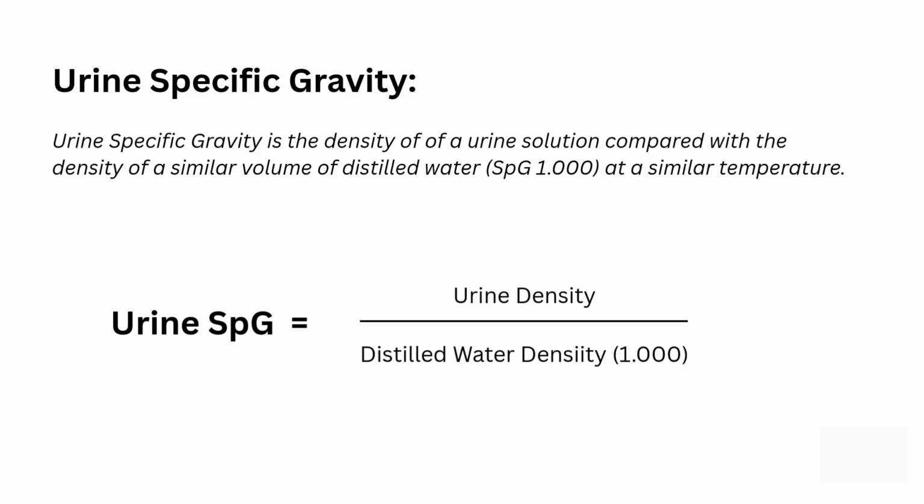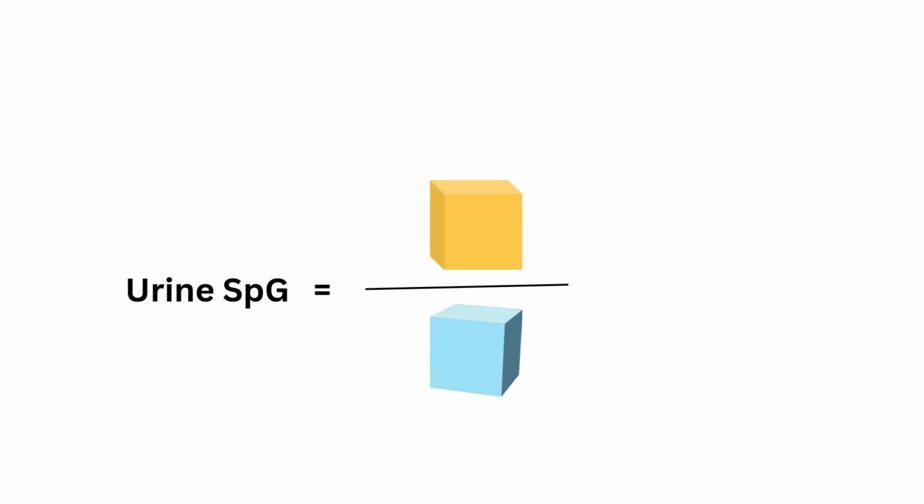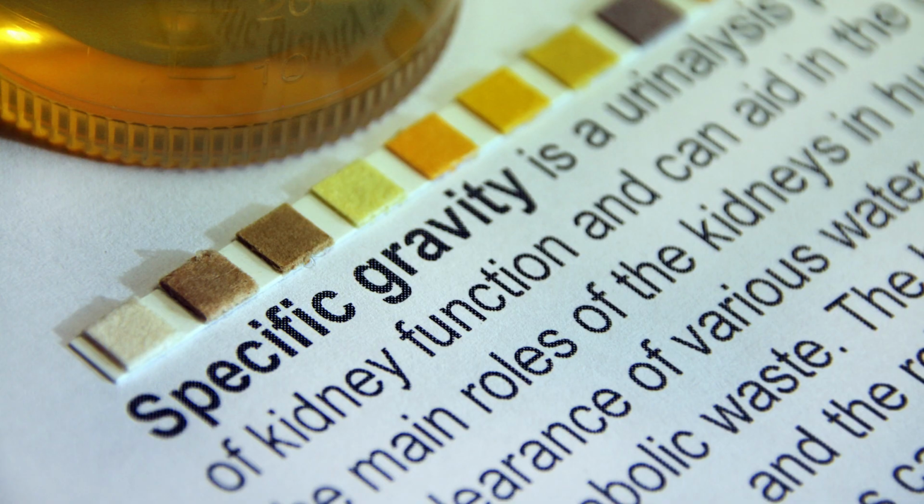In urinalysis, specific gravity is the density of a urine solution compared to the density of distilled water, which has a specific gravity of 1.000. Urine specific gravity is a valuable parameter to measure the kidney's ability to concentrate the glomerular filtrate. The specific gravity of urine filtrate is normally about 1.010, which is called isosthenuric.